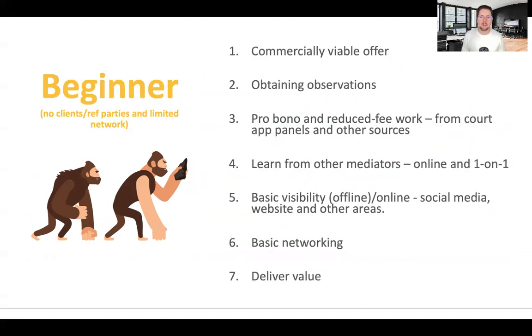It all revolves around the business development activities that you are focusing on. So here's the beginner level. And at this level, you will typically start off if you have no clients or referral parties and you have a very limited network. And in no order of significance, this is what we think that you should be focused on. So the first thing that you need to do is ensure that you have a commercially viable offer.